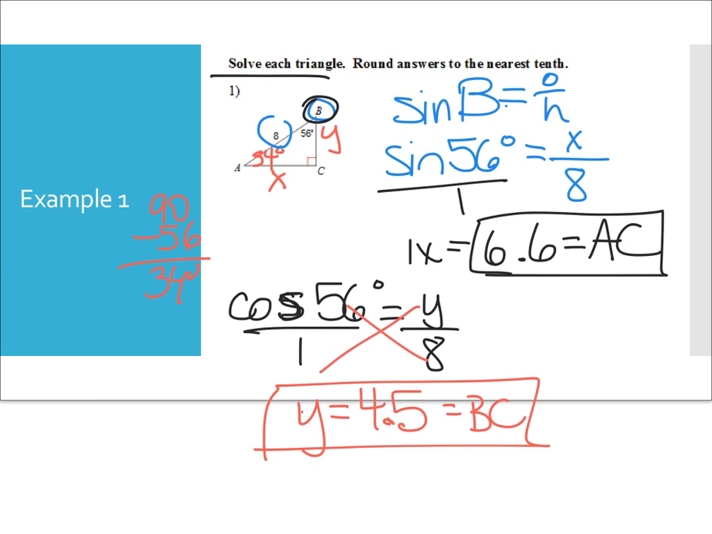We have AB is 8, BC is 4.5 units, AC is 6.6 units, angle A is 34 degrees, angle B is 56 degrees, and of course angle C is 90. We have all 6 pieces.